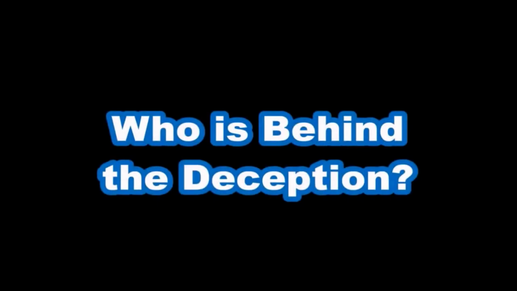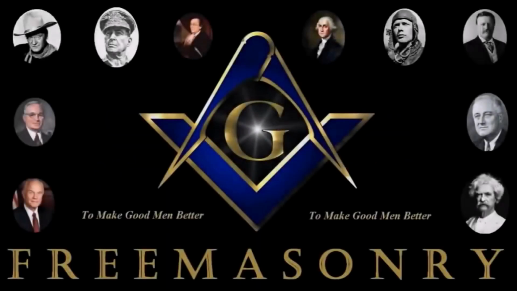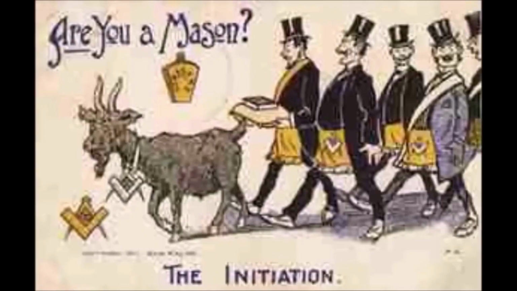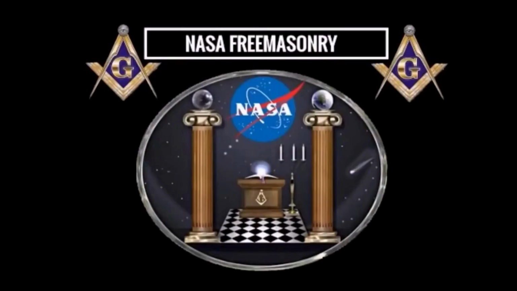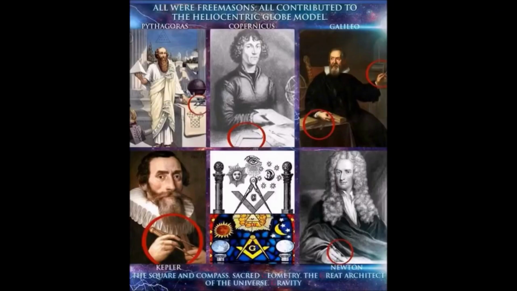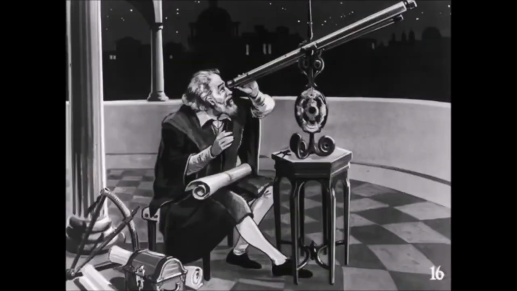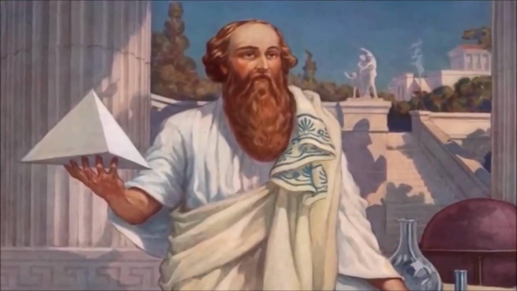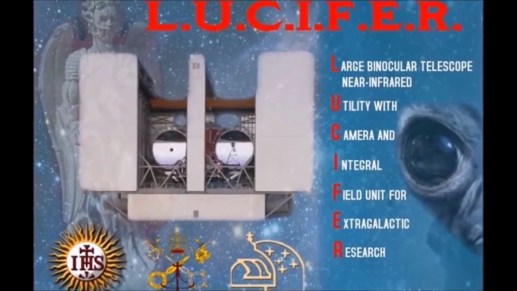Who is behind the deception? Freemasonry is the world's largest and oldest secret society, ranging up to 5 million members across the plane. NASA is full of Freemasons and run by them, and most of the heliocentric sciences throughout history were Freemasons, such as Newton, Galileo, Copernicus, and even Pythagoras was touted as one of the first Freemasons. The Jesuits and the Vatican own and fund almost every major telescope in the world, including one they call Lucifer.